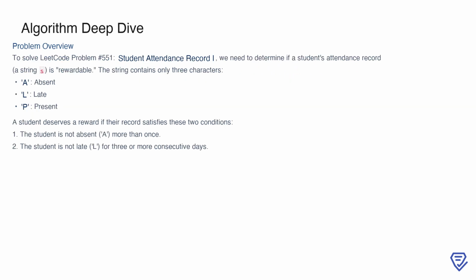In this problem, we need to determine whether a student's attendance record is rewardable based on two specific conditions. The record is represented as a string containing only the characters A, L, and P, which stand for absent, late, and present, respectively. For the record to be considered rewardable, two criteria must be met. First, the student cannot be absent more than once throughout the record. Second, the student cannot be late for 3 or more consecutive days. These conditions ensure that the student demonstrates a consistent and acceptable attendance pattern.